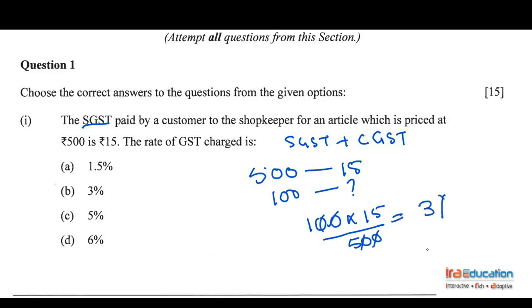So 3% is your state GST. So 3% central GST. That means 3% plus 3%, which will be equal to 6%, is the GST. Therefore, the right option is D.